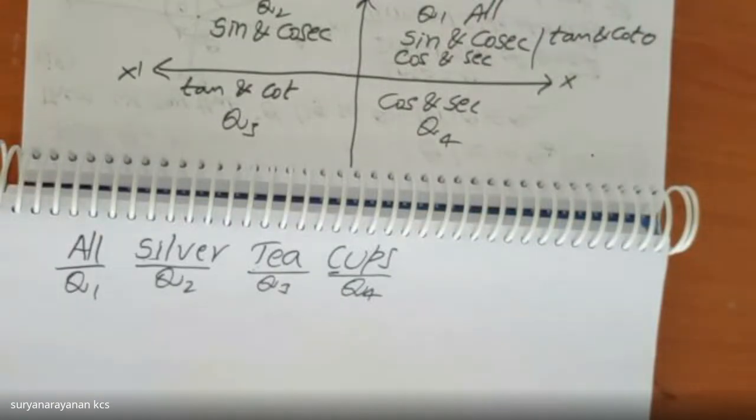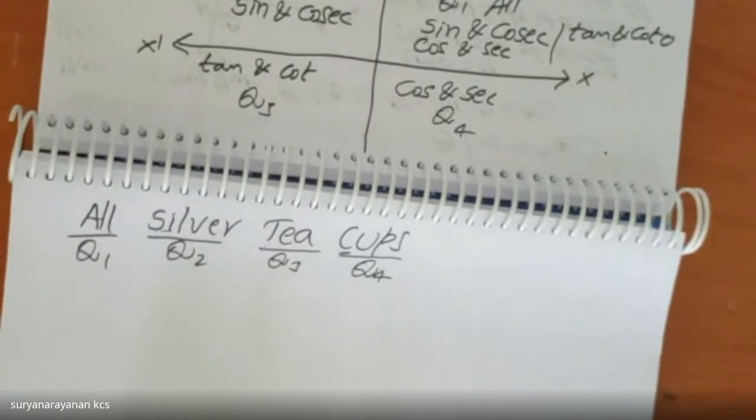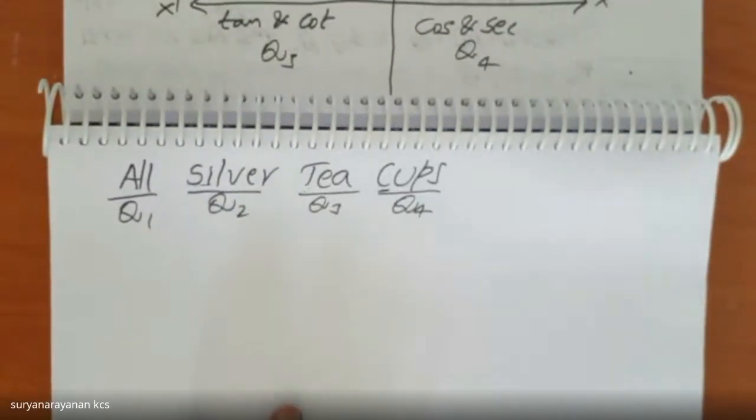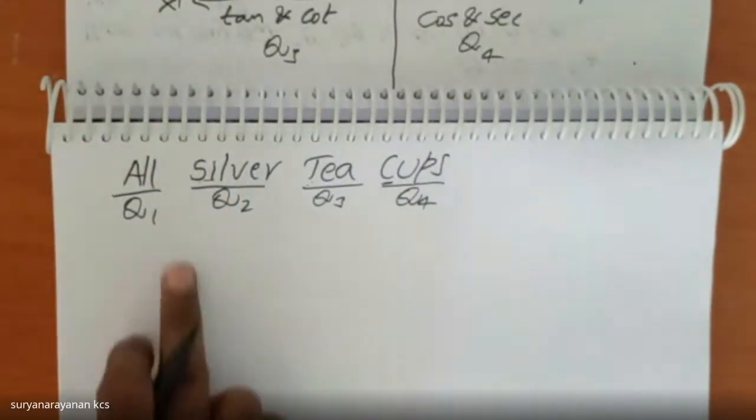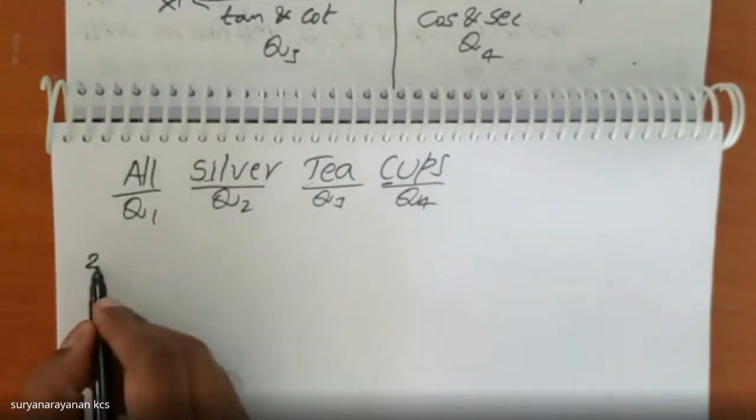Okay, my children. Understood this point? Please remember this sentence. Now come to this next point.